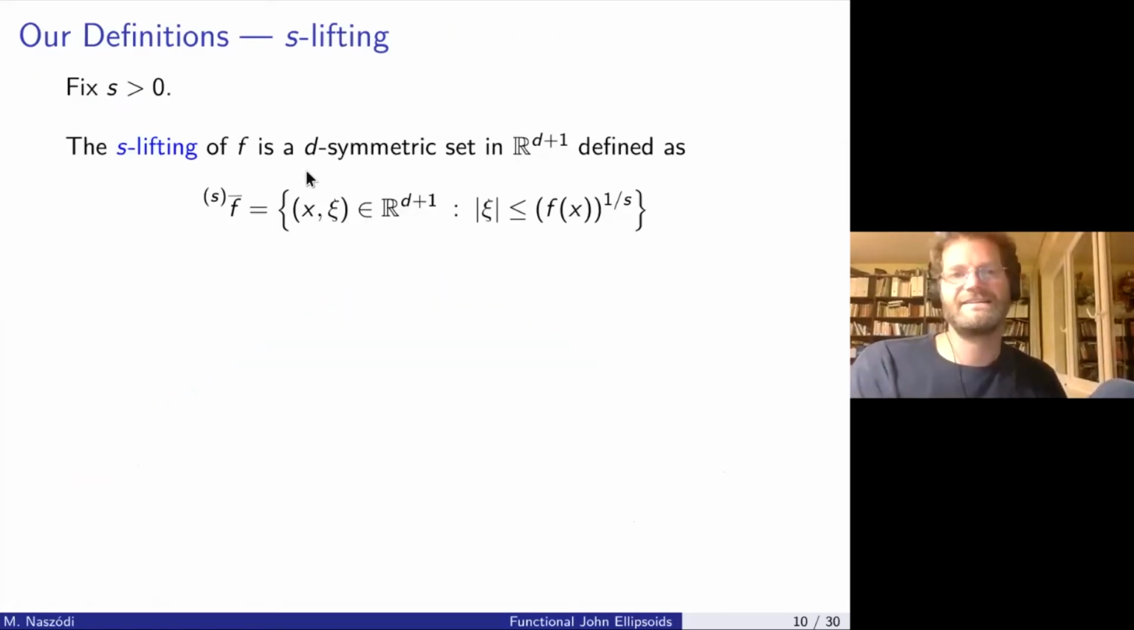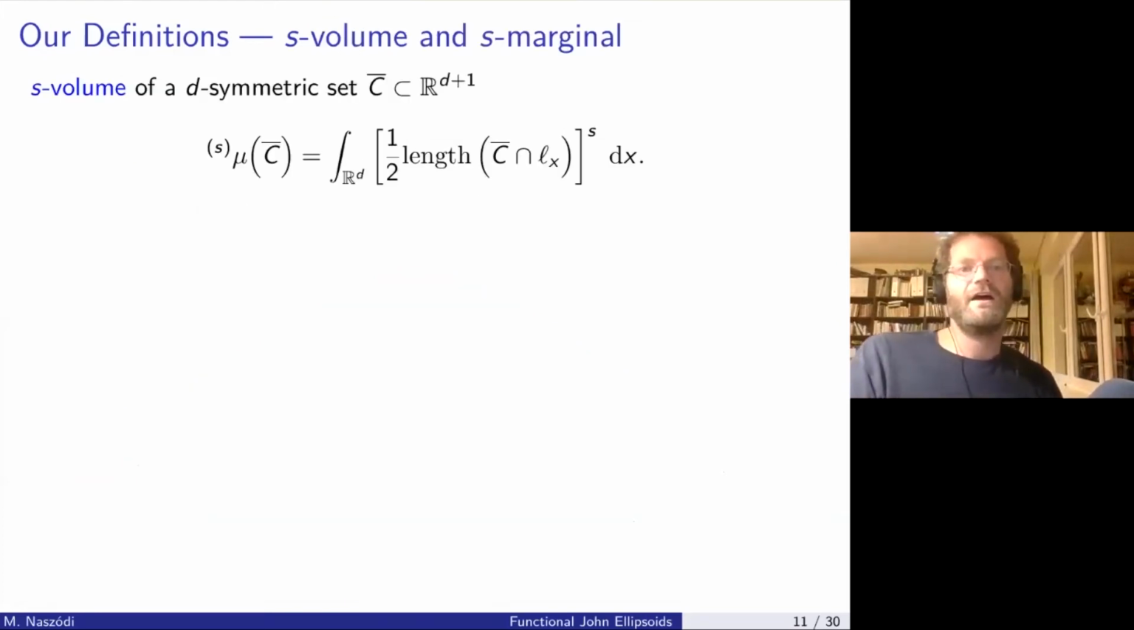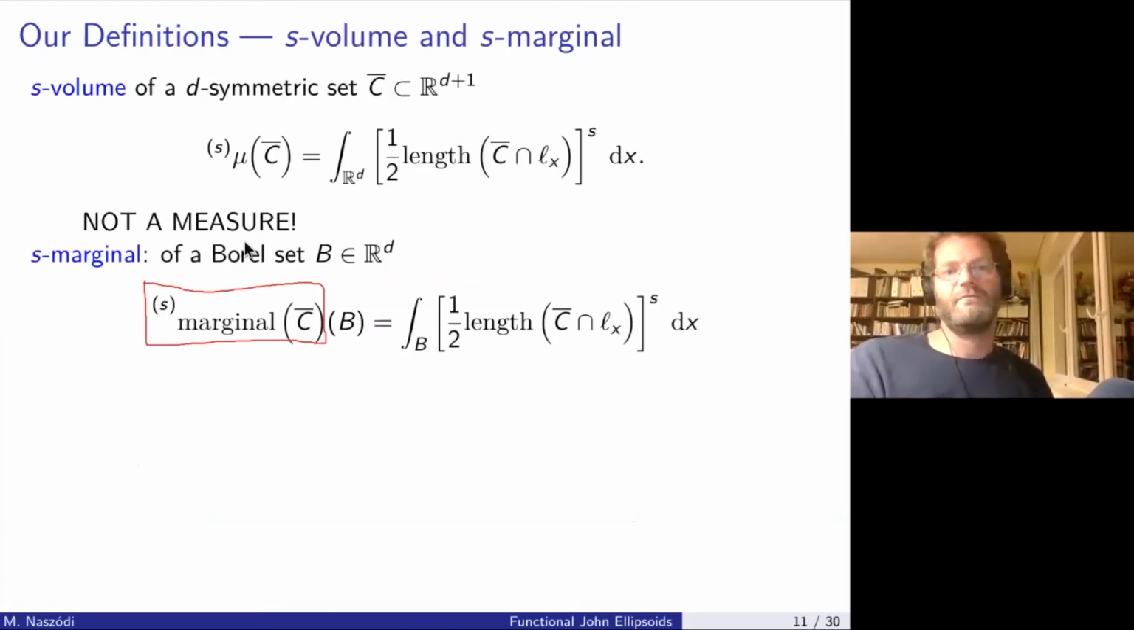notions. The S lifting is how you get from a function a D-symmetric set in R^(d+1). And the S marginal: you have a set, a D-symmetric set in R^(d+1), and that gives you a function on R^d.